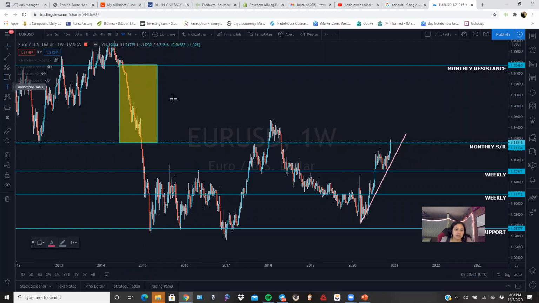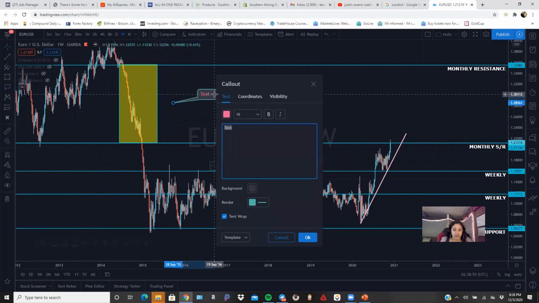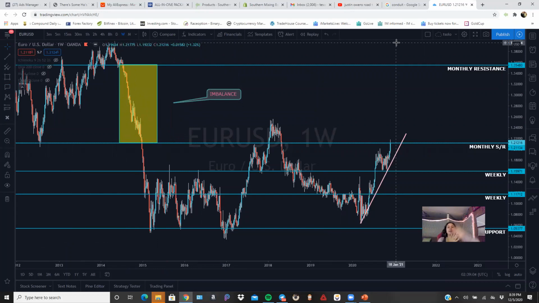And y'all can take screenshots of this. This is imbalance. Now, imbalance means that there was not enough equal buying and selling, okay? Not enough equal buying and selling. What does that mean? That means when you have really fast, impulsive movements, what y'all have to understand about the market is there has to be an equal amount of buying and selling because the banks are trading in this market.